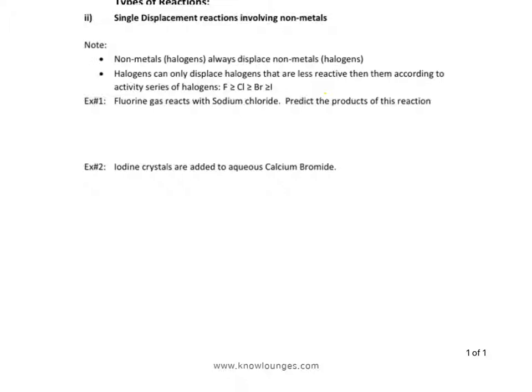The first one: fluorine gas reacts with sodium chloride. Predict the products of this reaction. Fluorine is one of our Hofbrinkels, so don't forget it's F2 and it's a gas. And it's reacting with sodium chloride. This will be in a solution, so aqueous.